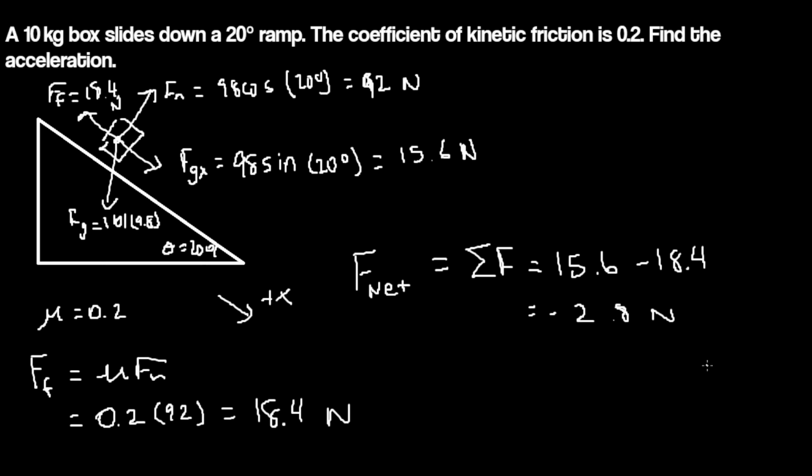which in this case means that the block slides slowly or it stopped. Because this is a frictional force, more likely it's just stopped. Because this is a frictional force, it can be less than or equal to 18.4 newtons. And it would be less than 18.4 newtons in the case that the FGX is less than 18.4 newtons. In this case, frictional force is most likely actually applying only 15.6 newtons of force. And that would just stop the block.